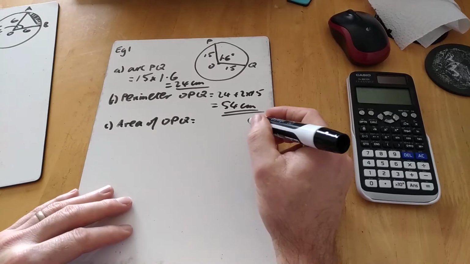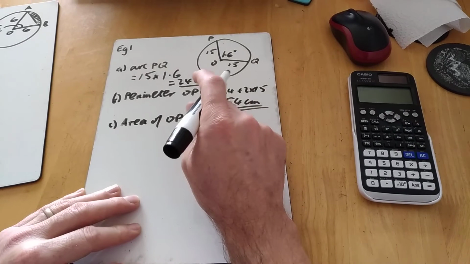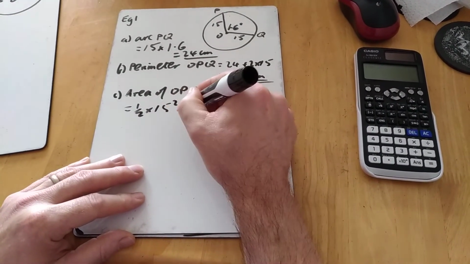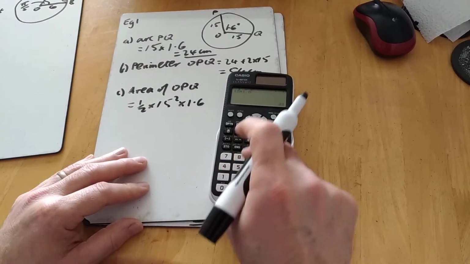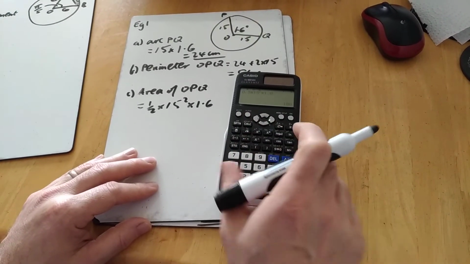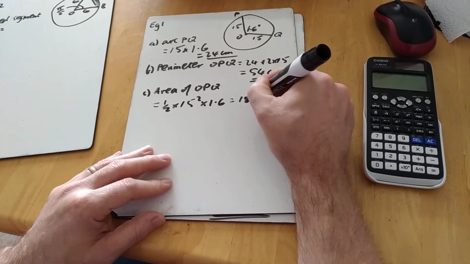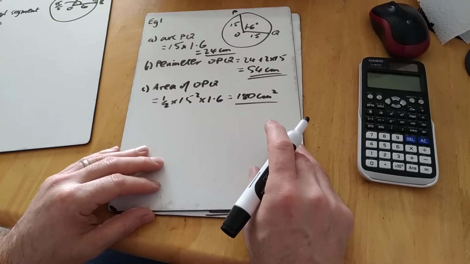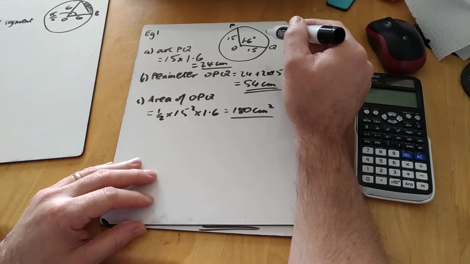Area is a half r squared theta, so it equals, I'll put equals down here, a half times 15 squared times 1.6, and press buttons again. I could almost work it out, but 1.5 times 15 squared times 1.6 equals 180. Of course it does. And because that is an area, centimetres squared. Nice and straightforward so far. So that's how we deal with arcs of circles and areas of sectors.